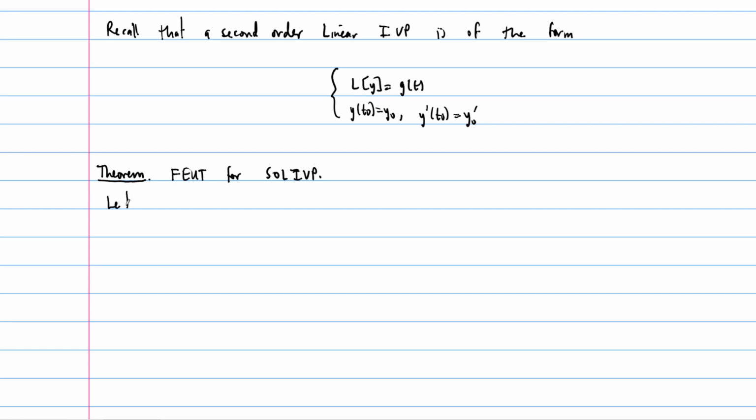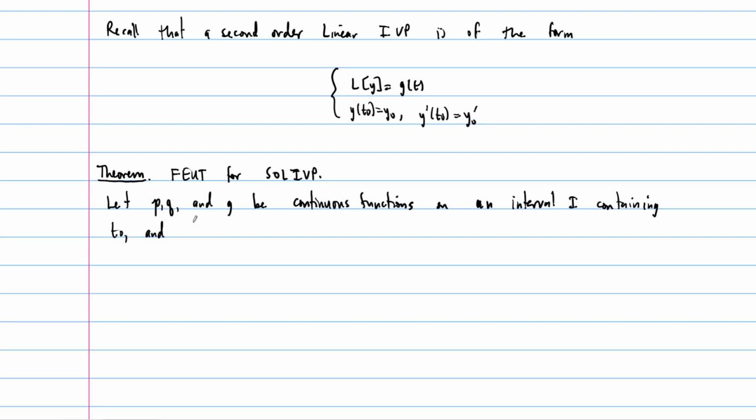This one says, let P, Q, and G be continuous functions that are all continuous on an interval I containing a point t naught. And let L equal our differential operator, d squared plus p of t d plus q of t I.